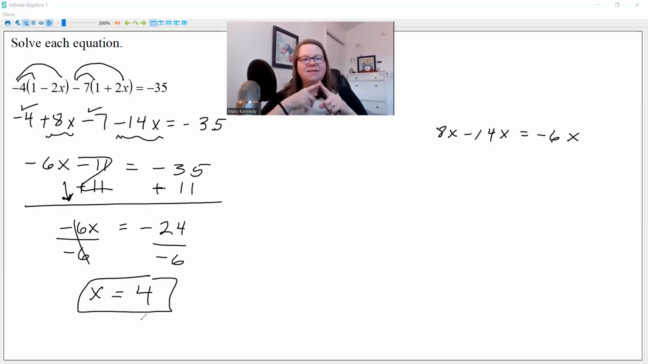So treat the parentheses, just forget about the rest of the problem and just do the distributive property at first. And then combine all of the like terms on the same side of the equation, and then you can start to solve.